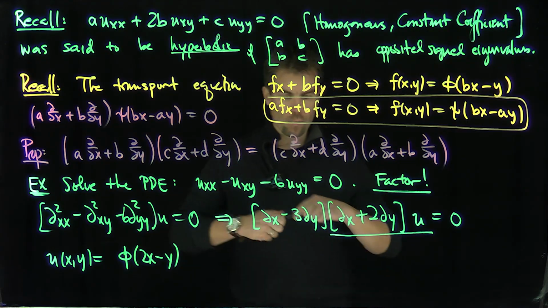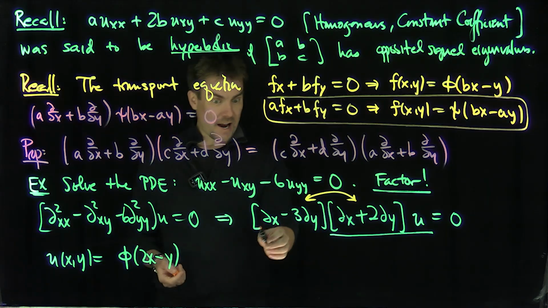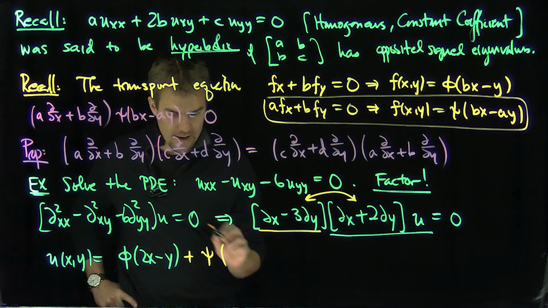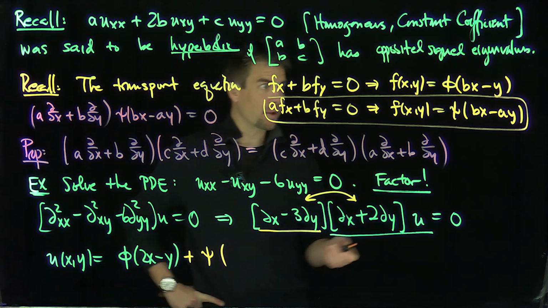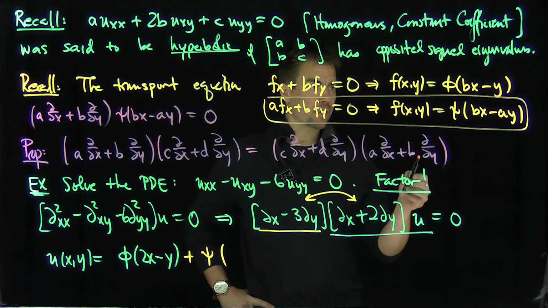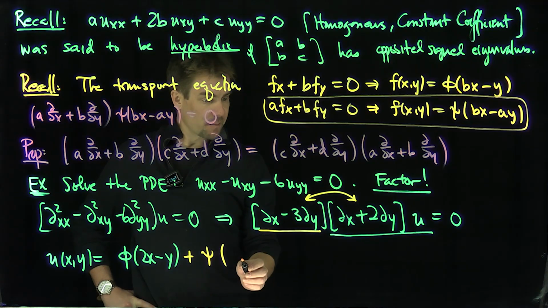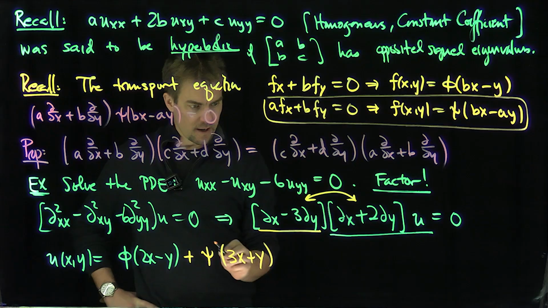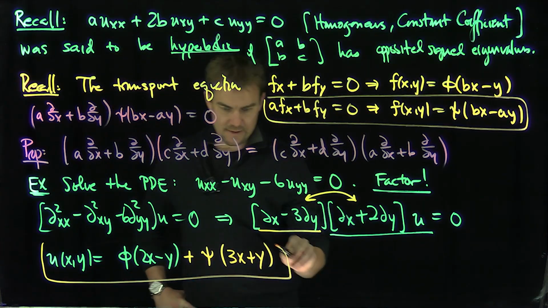Then equally well, we could flip the order of these differential operators, and then I could say, how can I annihilate this other factor? So then I'd say plus another arbitrary function psi. Now my b is equal to negative 2 or negative 3, and since I have two negatives, I can replace it with a positive. So this is going to be 3x plus y. Let's check to see if that works. Indeed, it does work, right? So u of x, y is this expression over here.